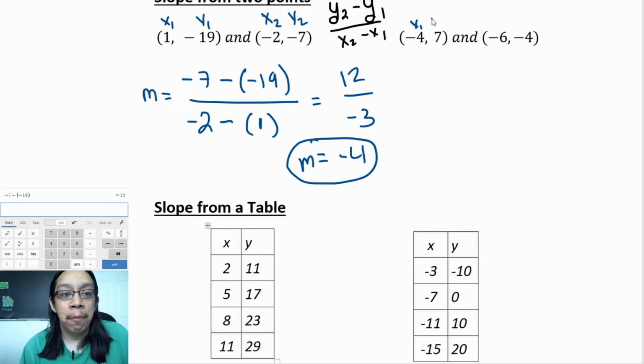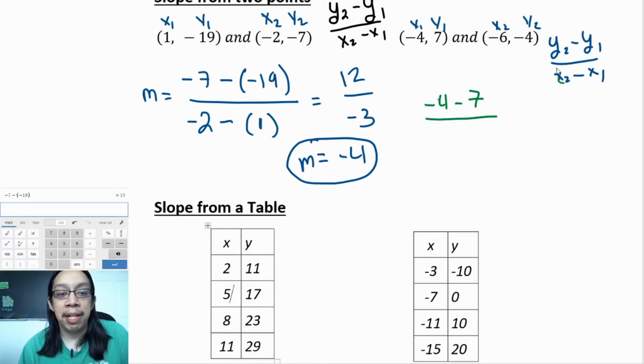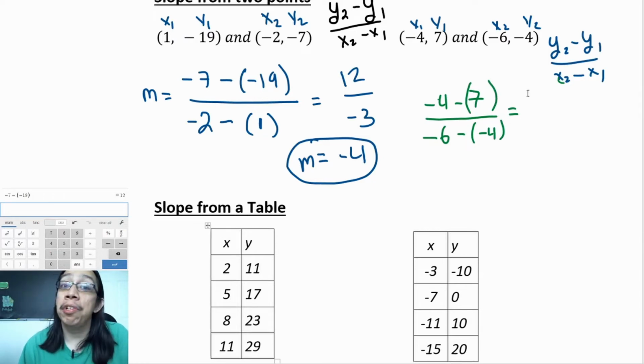So x1, y1, x2, y2. Our formula is y2 minus y1 divided by x2 minus x1. From here, again, let's plug them into the right spot. What's my y2? My y2 is negative 4. Minus, what's my y1? It's positive 7, so minus 7. Divided by, what's my x2? My x2 is negative 6. Minus, what's my x1? It's negative 4. I'm going to put parentheses around everything. And again, all we're going to do from here is simplify as much as we can.